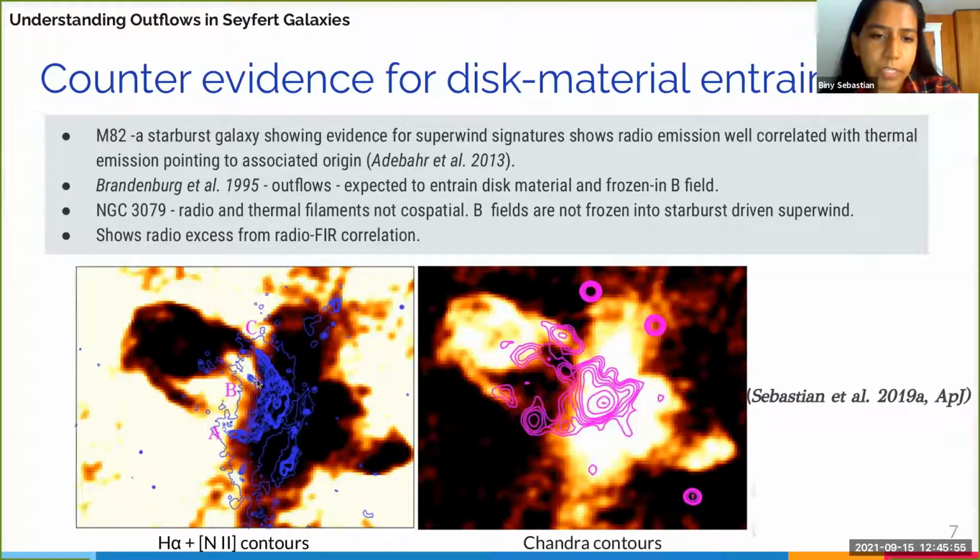Also, if we look more closely at the filaments, the middle radio filament is slightly offset from the H alpha and X-ray filaments. Whereas in other typical starburst galaxies like M82, where entrainment is considered to be the primary mechanism, the radio and the X-ray emission are spatially very well correlated. So since in NGC 3079 we don't see such co-spatial nature, we believe that this is not the major mechanism at play. Moreover, another important factor is that NGC 3079 shows radio excess compared to the radio-FIR correlation, which is also not expected if the material is just being transported from the star formation disk.